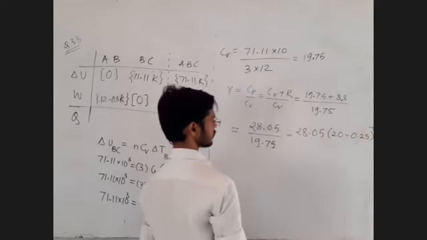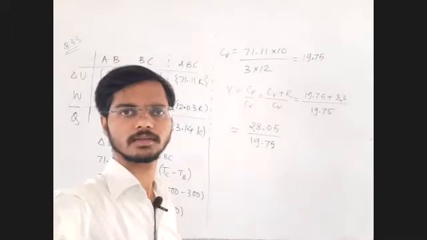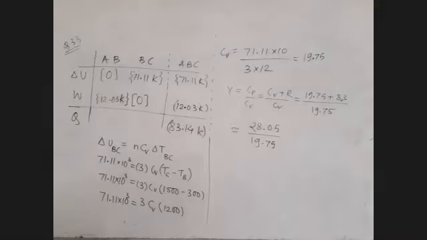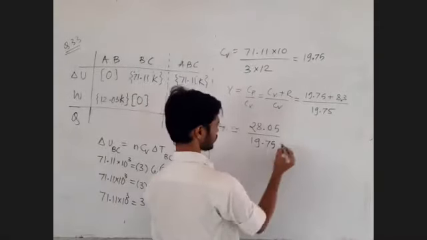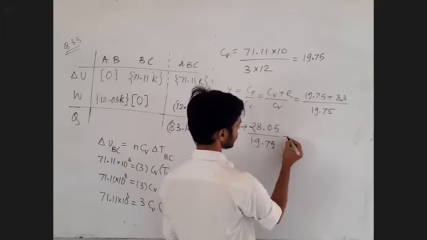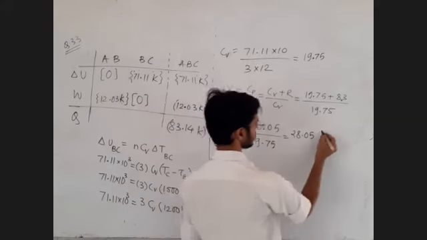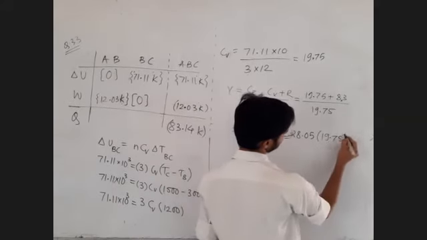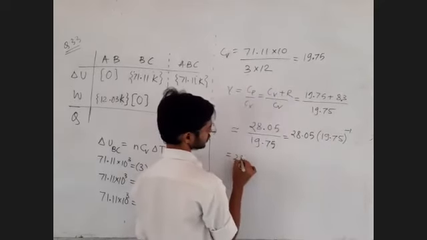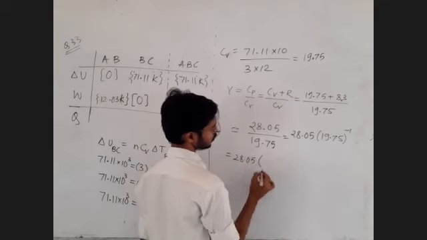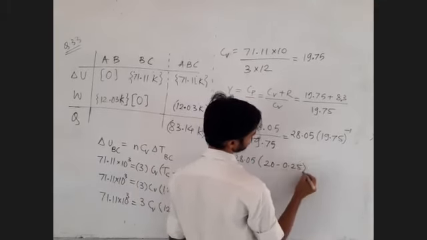Okay, check if you understand this or not. How much time do we have? We have 2 minutes, enough time. Okay, see, can I write this like this? 28.05, this 19.75 in the denominator, raised to minus 1. So 28.05 into bracket, it can be written as (20 minus 0.25) raised to minus 1.